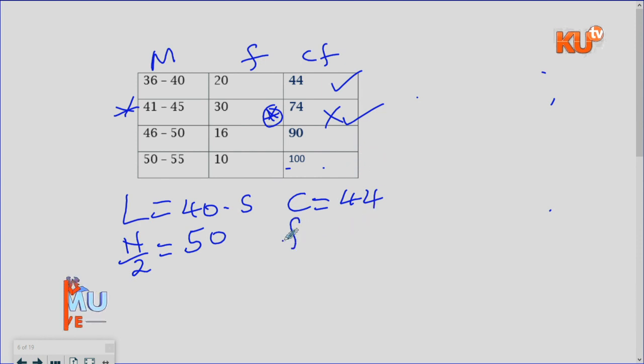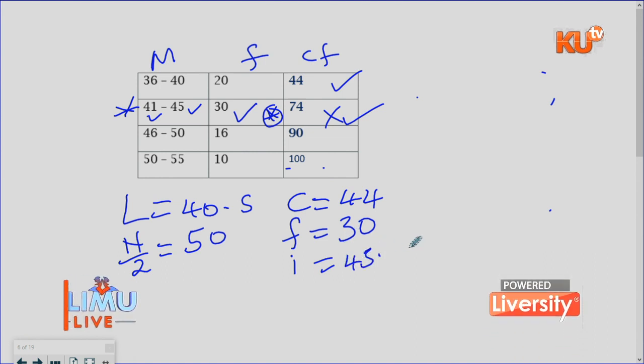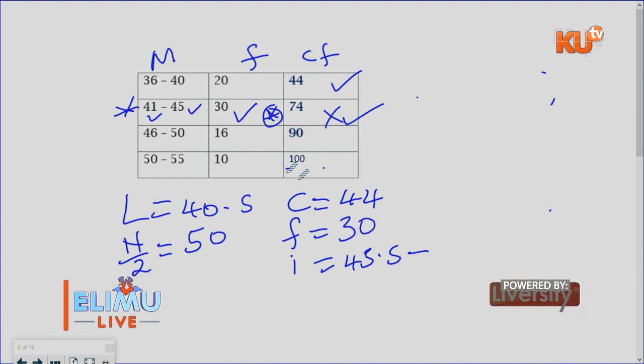Then we need F, the frequency of this class, 41 to 45. How many people are there? 30. So our F is 30. Then there's this small boy called I. Our I here is the highest value minus the lowest value. Remember, the highest value is not 45, but that will be 45.5 minus the lower class boundary of that, which is 40.5. That will give you 5.